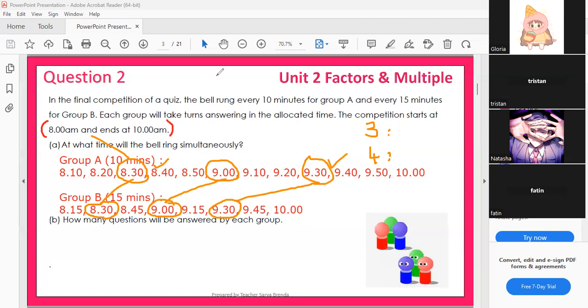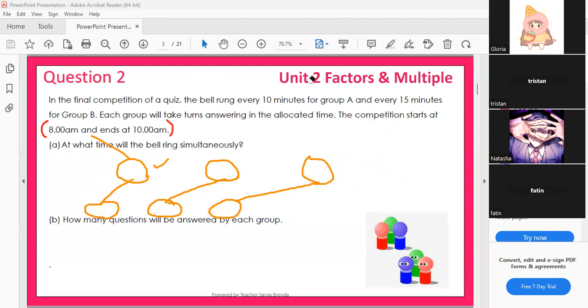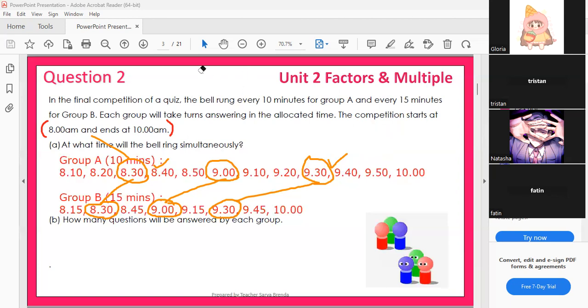Now I'm going to undo all these. Let me see if I can erase all these. Okay. How many questions will be answered by each group? So the bell rang, each group will take turns answering in the allocated time. So in other words, you are going to tell how many times group A gets a chance to answer, how many times group B gets a chance to answer, by looking at how many time slots are happening here. All right, so how do we answer it?